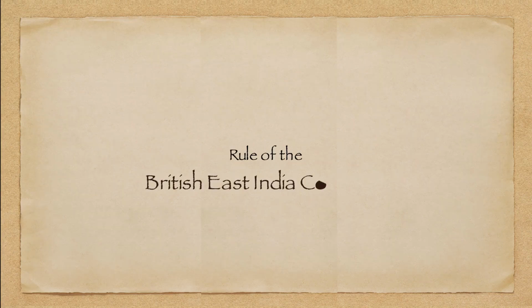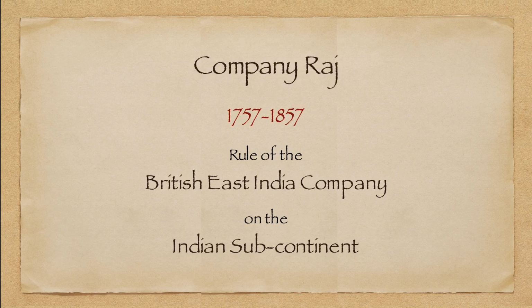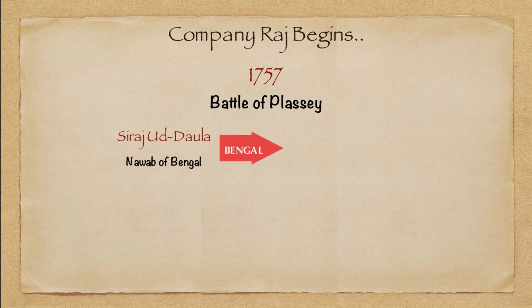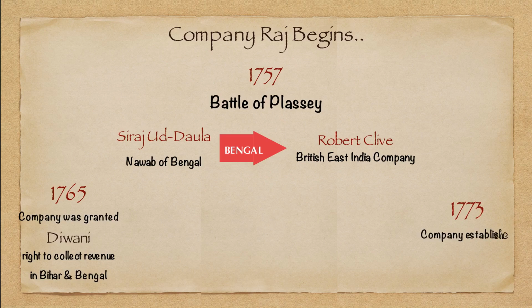Rule of the British East India Company, on the Indian subcontinent, is known as the Company Raj or Company Rule in India. In 1757, after the Battle of Plassey, the Nawab of Bengal surrendered his dominion of Bengal to the company. In 1765, the company was granted Diwani, the right to collect revenue, in Bihar and Bengal. In 1773, the company established a capital in Calcutta. Hence begins the century-long company rule in India.